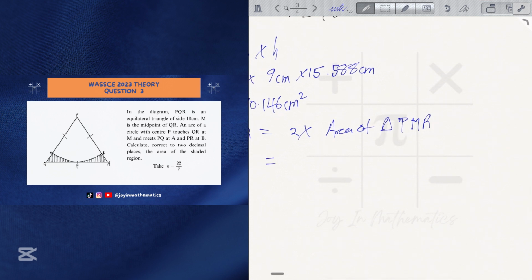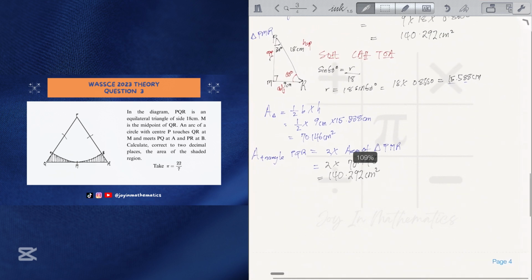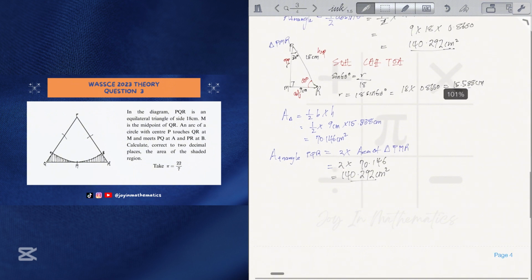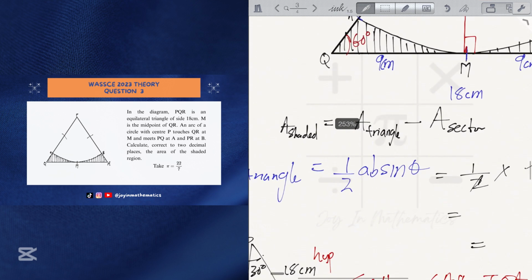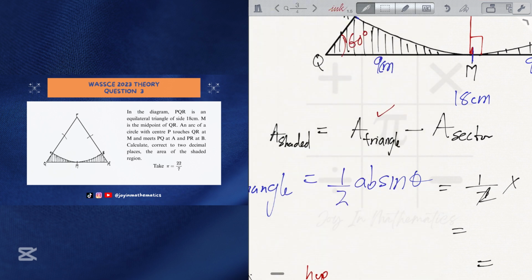In view of this, let us find the area of the triangle. So this will give us 2 multiplied by 70.146, and multiplying this out, we will have 140.292 centimeters squared. Now we can see it's equal. So whichever way we find the area of the triangle, we will arrive at the same answer. So now moving on, we have evaluated the area of the triangle. Now the next thing is to evaluate the area of the sector.